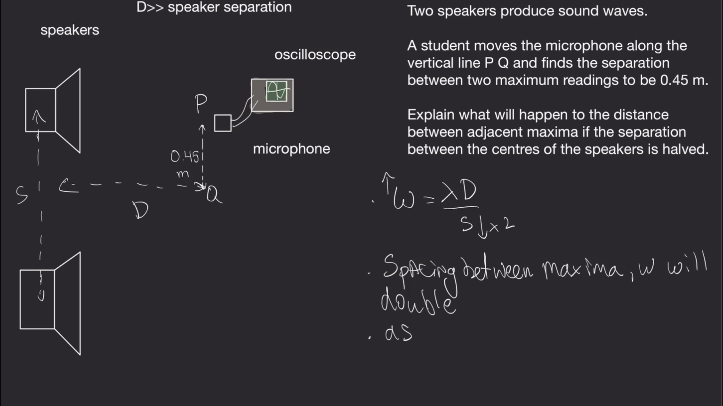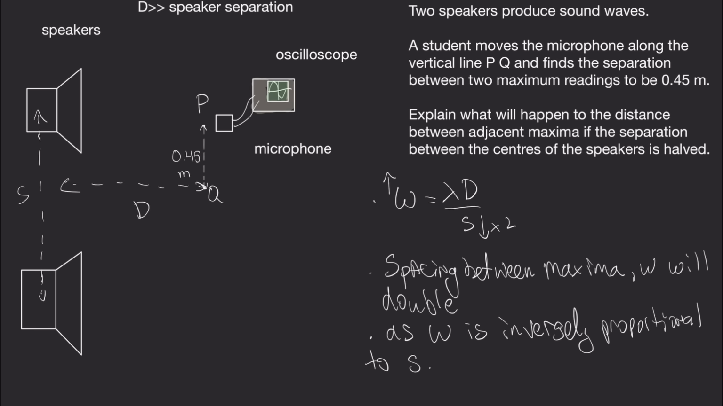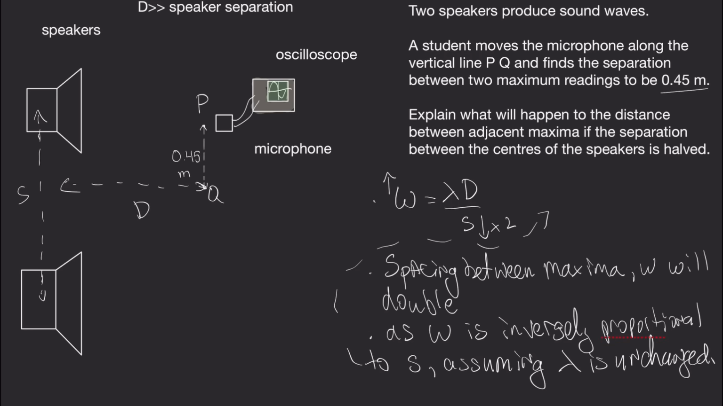So we can say that this is because W is inversely proportional to the separation of the speakers. And we have also assumed that the wavelength is constant. The final bit that I'm just going to write over here is to actually give a value. Because we are given a value in the actual question, we can say that the new W, or the new separation between two readings, will be 2 times 0.45, which is going to be 0.90 meters.